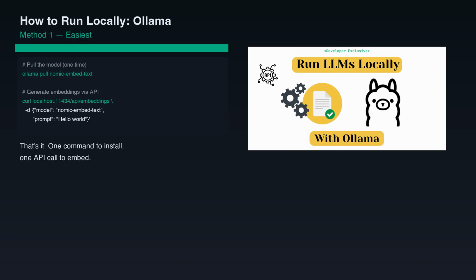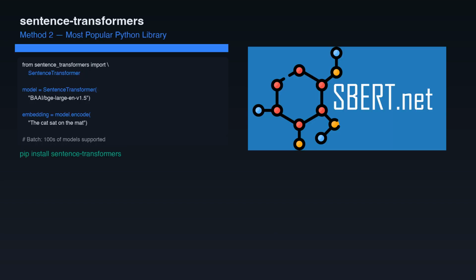Running embeddings locally is surprisingly easy. With Ollama, it's literally ollama pull nomic-embed-text, then a single API call. With sentence-transformers in Python, it's pip install sentence-transformers and 3 lines of code. FastEmbed from Qdrant optimizes inference with ONNX Runtime, delivering 2 to 3x speed improvements on CPU.